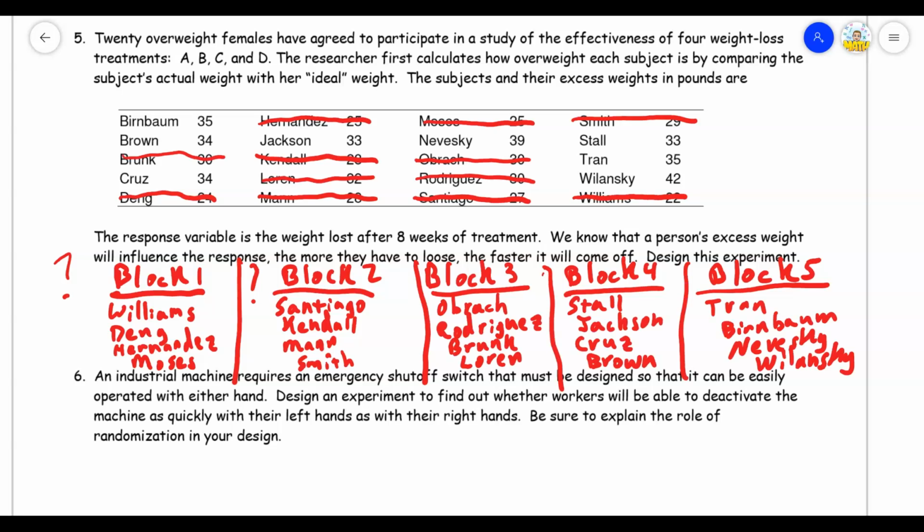And then I want to write a sentence or two explaining, like we said earlier, how we would randomize them, and then how we would look at the weight loss after 8 weeks, and we would look in each block at which treatment was most effective. In block 1, maybe it's A. Maybe we find in blocks 1 and 2, A is most effective, but then in blocks 3 and 4, we find that treatment D was most effective, right?